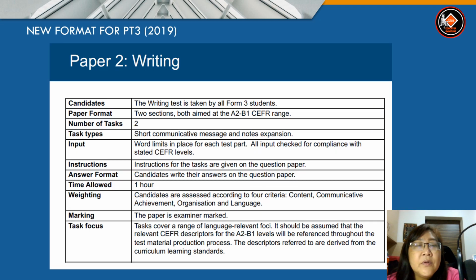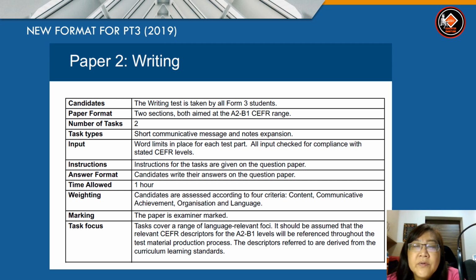Let's look at more info or details regarding the writing paper. So for candidates, the writing task is taken by all Form 3 students. So this means that for your exams in Form 1, Form 2 and Form 3, the same format will be used. So the paper again has two sections, both aimed at the A2 to B1 CEFR range. Number of tasks, 2. There are 2 questions. So the task types are short communicative message and notes expansion. Input, word limits in place for each part.